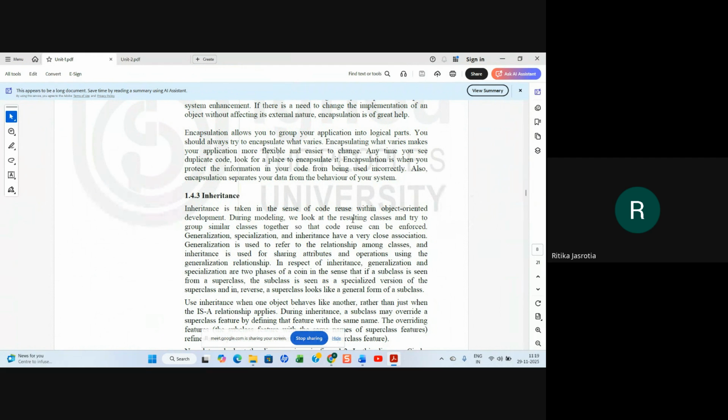During modeling, we look at the resulting classes and try to group similar classes together so that code reuse can be enforced. Generalization, specialization, and inheritance have a very close association. Generalization is used to refer to the relationship among classes, and inheritance is used for sharing attributes and operation using the generalization relationship. In respect of inheritance, generalization and specialization are two faces of a coin, in the sense that if a subclass is seen from a superclass, the subclass is seen as a specialized version of the superclass, and in reverse, a superclass looks like a general form of a subclass.